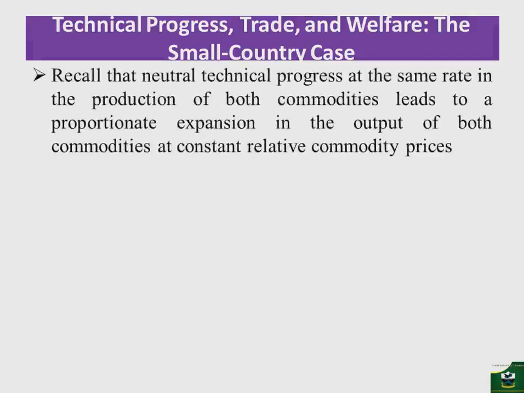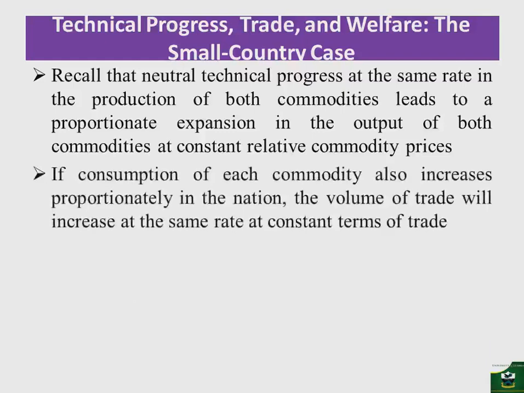Okay. So now let's look at technical progress. What we looked at is the change in the factor input. So recall that neutral technical progress at the same rate in the production of both commodities leads to a proportionate expansion in the output of both commodities at constant relative commodity prices. Now, before looking at the types of technical progress, we looked at technical progress in general and termed it the Hicksian technical progress, where we are looking at how many units of labor will be needed in the production of a commodity and how many should be saved.